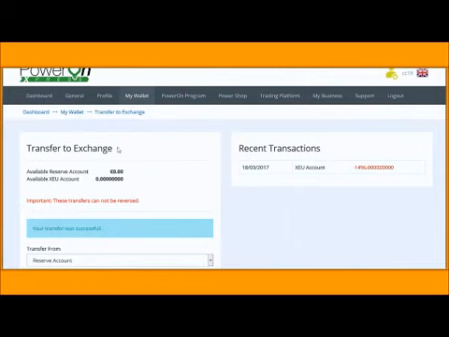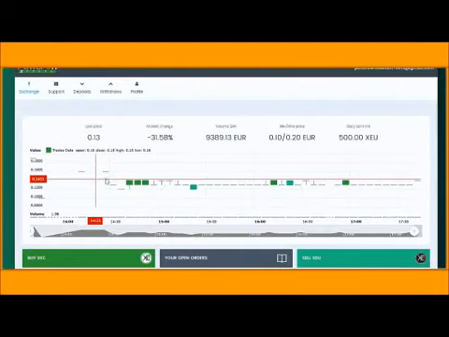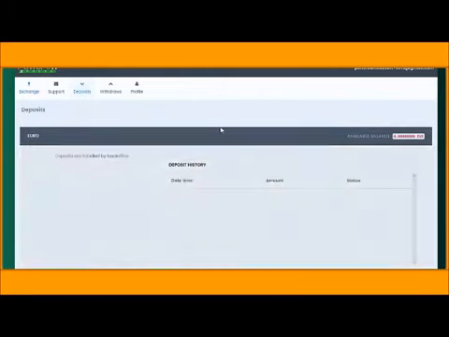What I'm going to do now in my browser, I have a second tab open, which is the trading platform. I'm going to go back over there. I'm going to click on deposits to make sure that my deposits are being displayed.